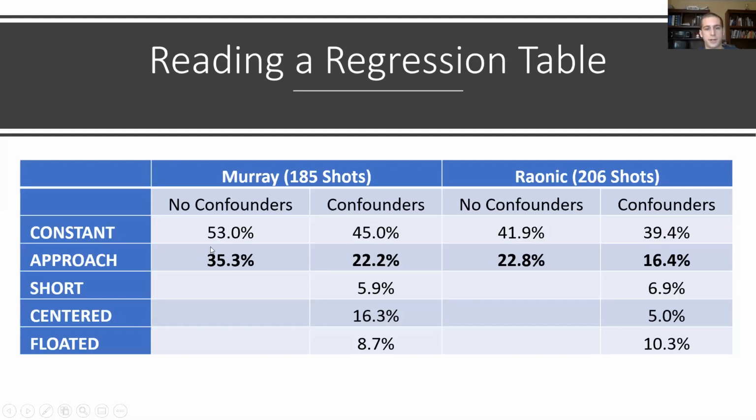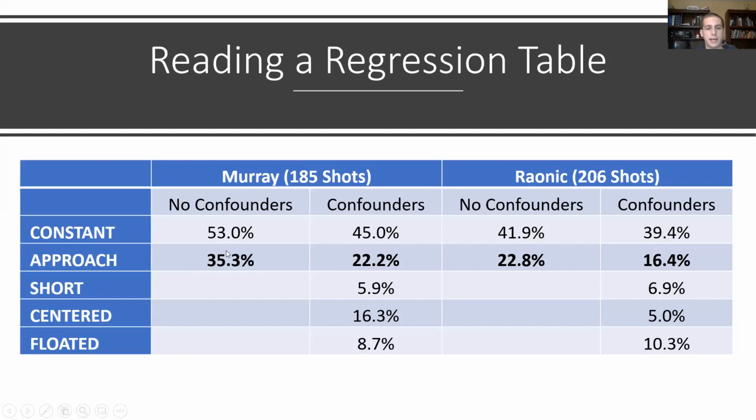Now the second number here for approach, this 35.3% number, what's going on with that? Well, this 35.3% number is not Murray's win probability when he approached the net. This is the benefit that Murray got from approaching the net. He got a 35.3% benefit, though this may not be an accurate benefit. This is just the raw win probability benefit.